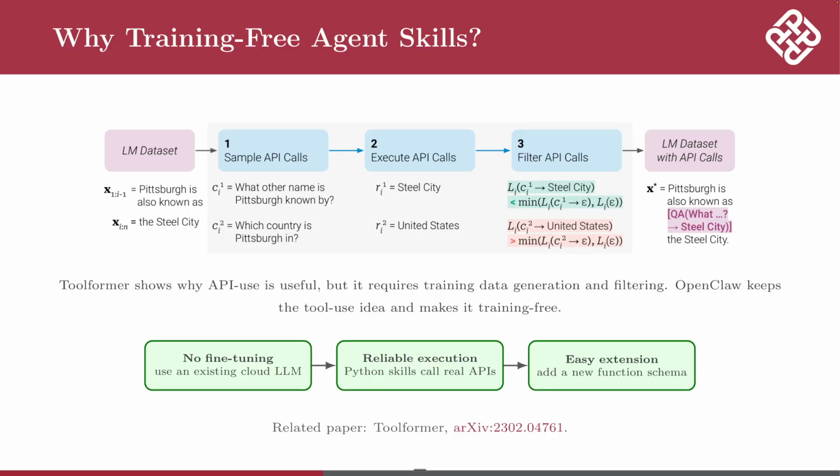Besides function calling, why are we using these training-free agent skills? First of all, they do not require fine-tuning of an existing LLM, which is quite expensive. Secondly, it is quite reliable, because it directly uses skills that call real APIs, and real APIs can return more realistic and reasonable output. And it is an easy extension to add in OpenClaw; it's basically adding a new function schema.